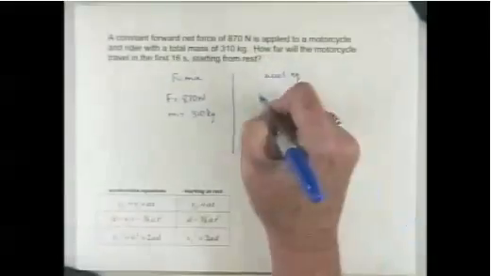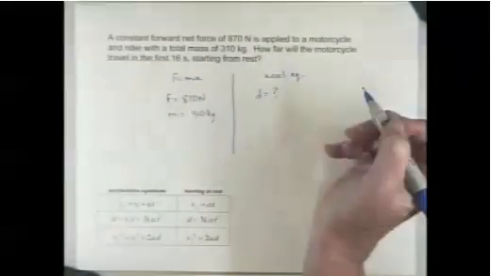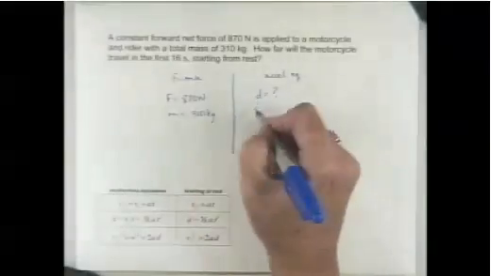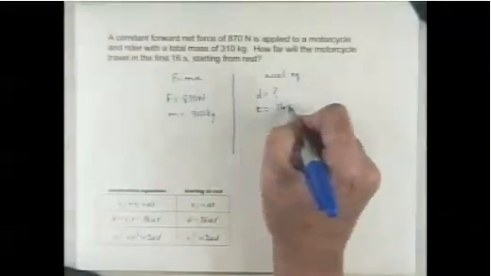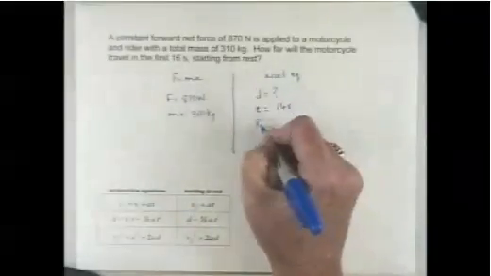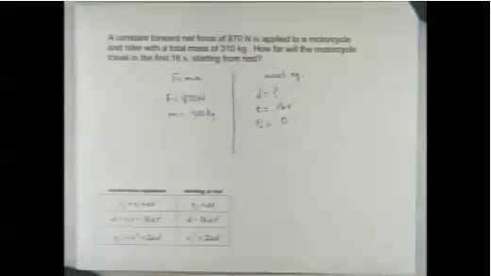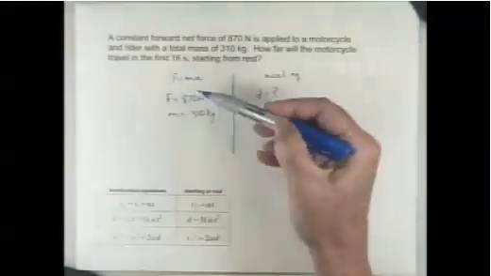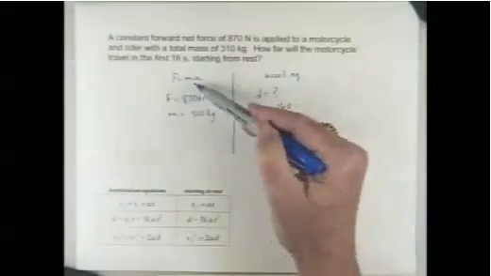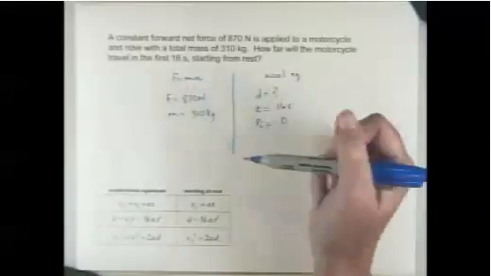That's 310 kilograms. How far? We want to solve for D. We know that our time is 16 seconds, and we're starting from rest. So initial velocity is equal to 0. Now, look over here. If you have 2 out of 3 variables, you can solve for the third.